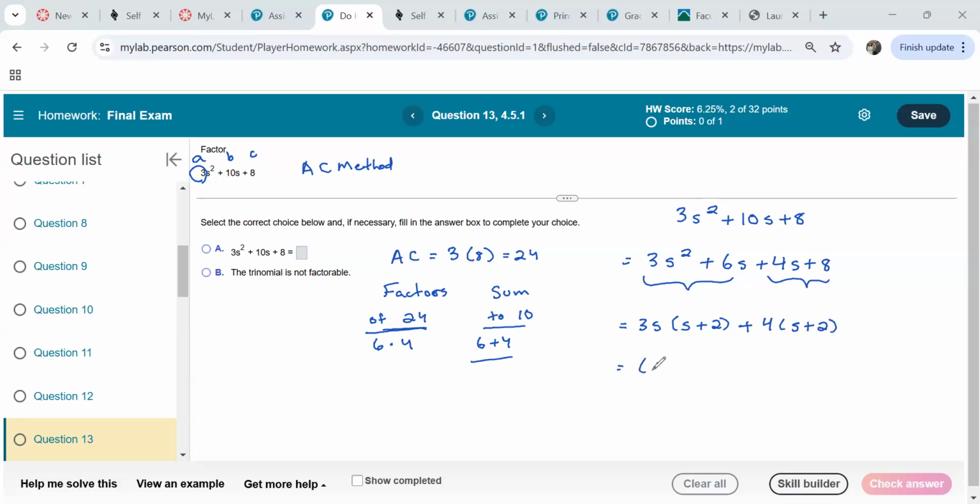Now I can factor out an s plus 2. This is very clearly an s and not a 5. And I have 3s left over here plus 4. So this would be my factored form.